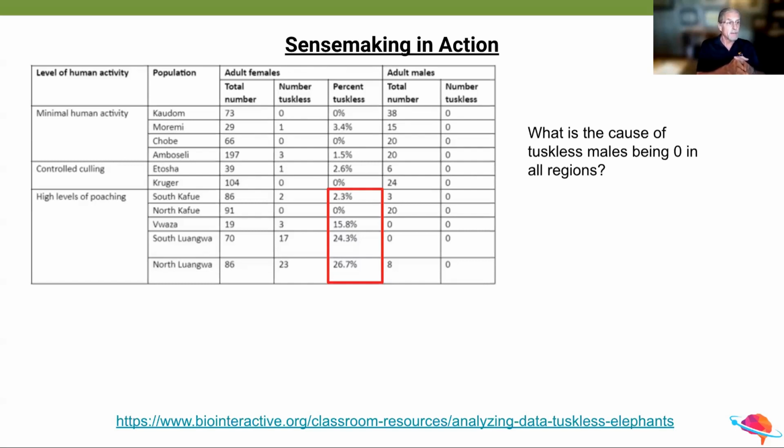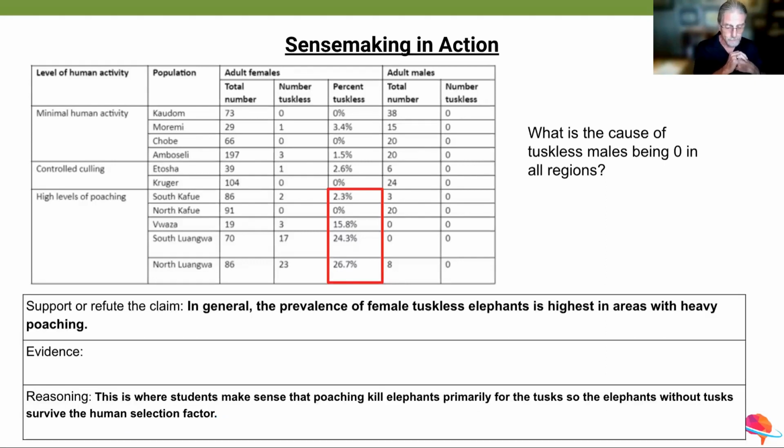What's with that? Now, I know most of you are probably thinking poaching is the reason. Well, you can see that even in areas of poaching, there's something else. So in other words, real science data can be messy. That's a big point, right? It doesn't always flow the way you think. And there may be other information we want to find out to see why it is that in North Kafue we had 0 tuskless elephants. Why is that? So anyway, there's a few good points there.